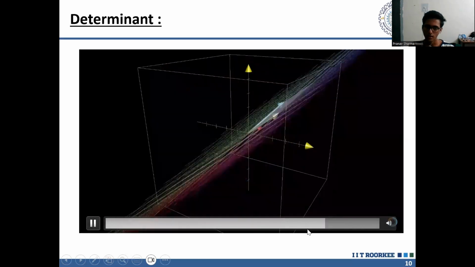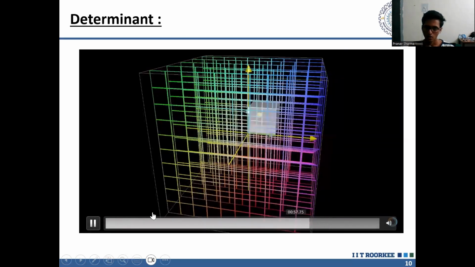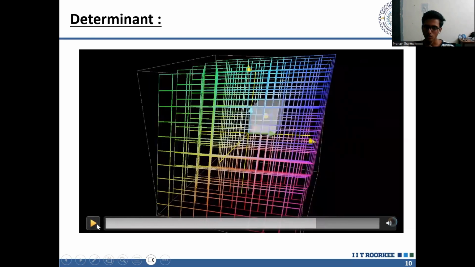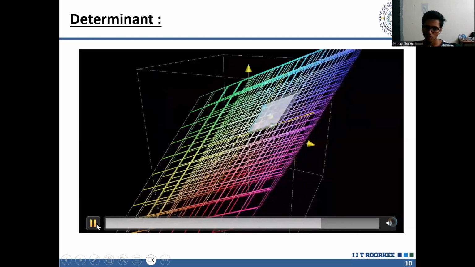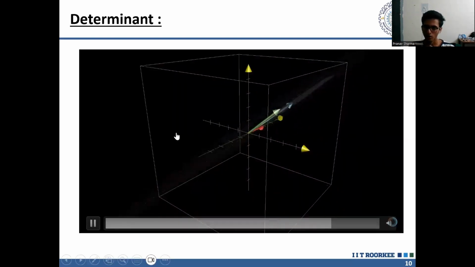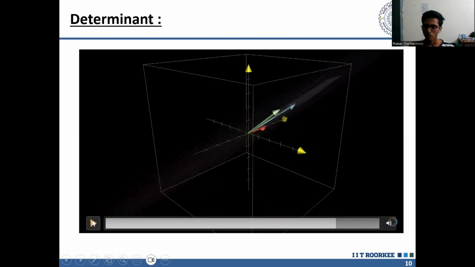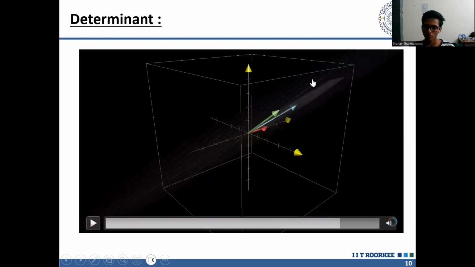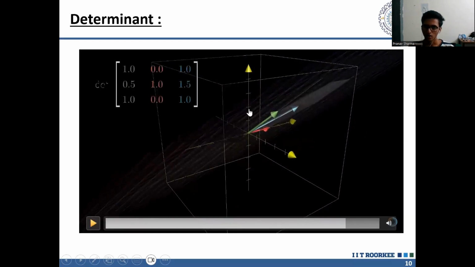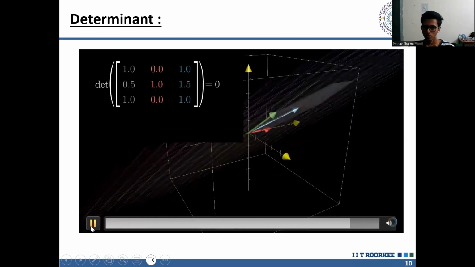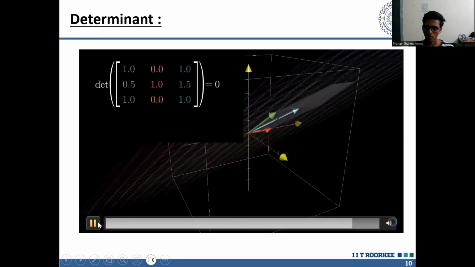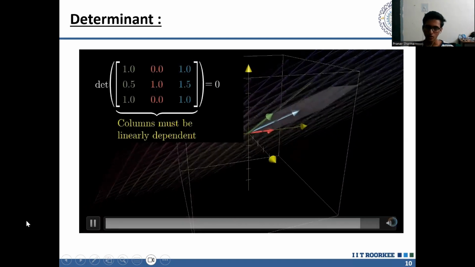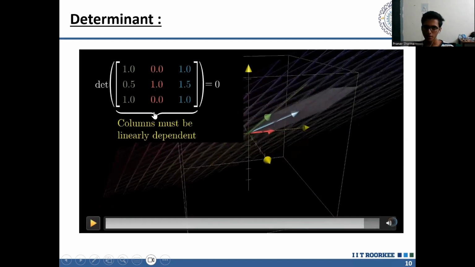And as we can see here, if the determinant of the transformation matrix is 0, then the volume squishes to a plane and the volume becomes 0. So this is an important concept which we will work more on in the next slides. That if the determinant is 0, then it squishes into a plane or a point in extreme cases. And the columns must be linearly dependent for the determinant to be 0.